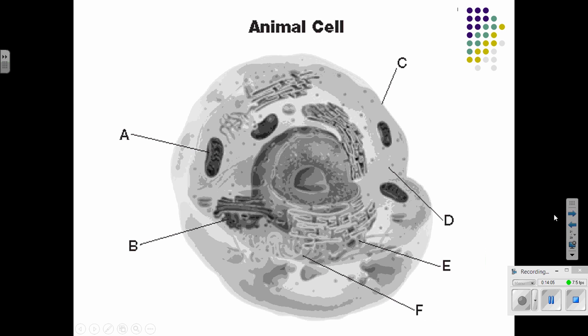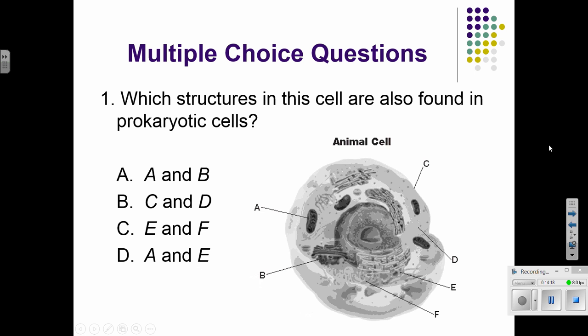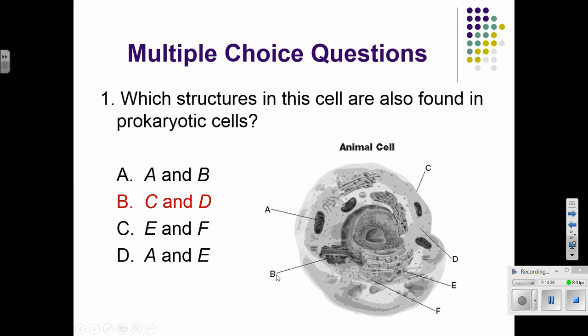All right, so you have a little section in your notes where you're going to practice naming some of these organelles. The picture in your notes is probably better than the picture here on the slide, but we have a few organelles listed there. I'll give you a second to try and answer this question. Question number 1 says, which structures in this cell are also found in prokaryotic cells? If you remember from the first section, prokaryotic means they do not have a nucleus. So the only thing that they would have that would be similar would be the cytoplasm and the cell membrane. So the answer is B.